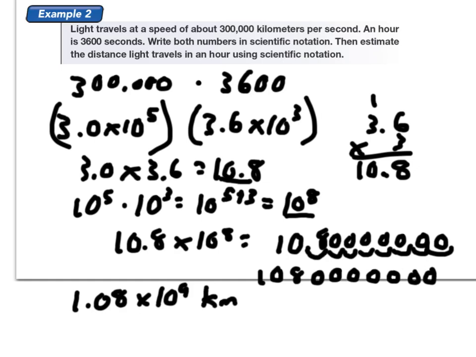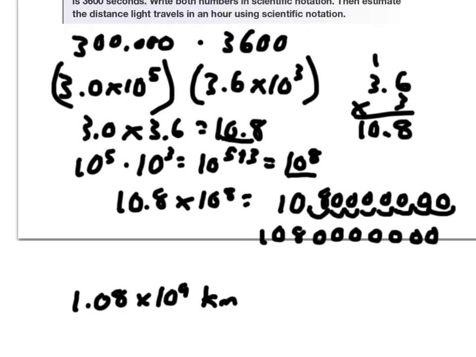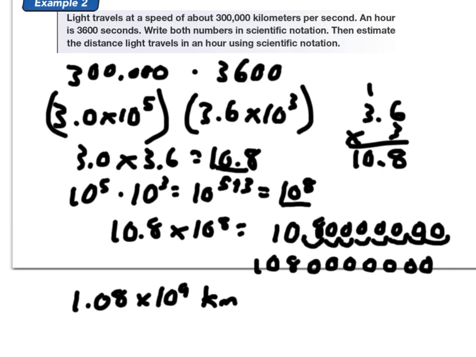Or I could also use this number in standard notation and rewrite it. Okay? So we can say it's 1.08 times 10 to the 9th, or 108 with 7 zeros after it, and put in some commas. Okay, so that's 1,080,000,000 kilometers.